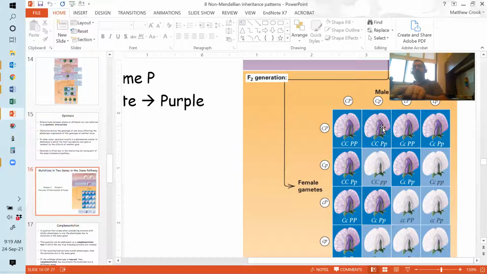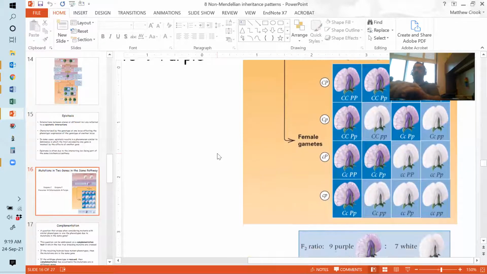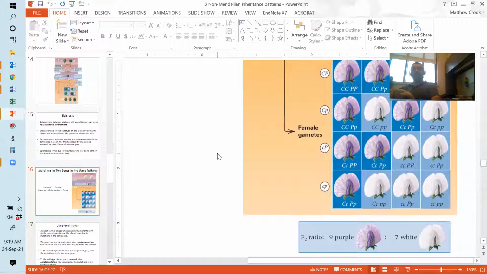Right? So you still have the 9 dominant, or essentially in this case, just dominant individuals, but everywhere you have one of the genes homozygous recessive, you'll see the recessive phenotype. So rather than a 9 to 3 to 3 to 1 ratio, now you get a 9 to 7 because the 3 and the 3 get lumped in with the 1 because essentially they each have a homozygous recessive in them somewhere.